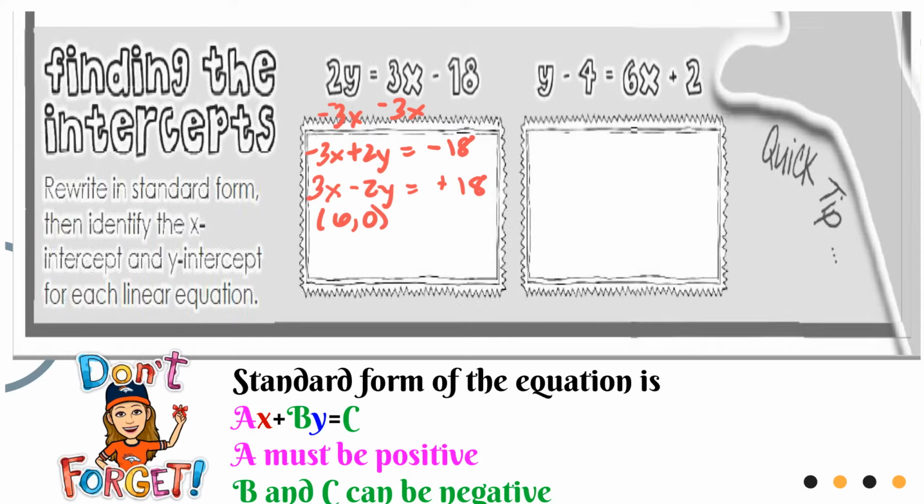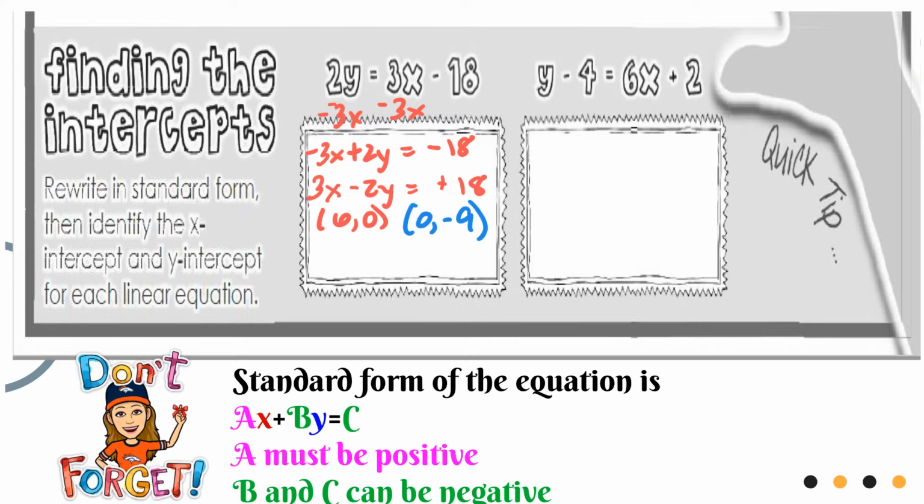And then I do it again, and I cover up my x as 0. So negative 2y equals 18. Divide both sides by negative 2, and I get y is equal to negative 9. So my y-intercept is at (0, negative 9).